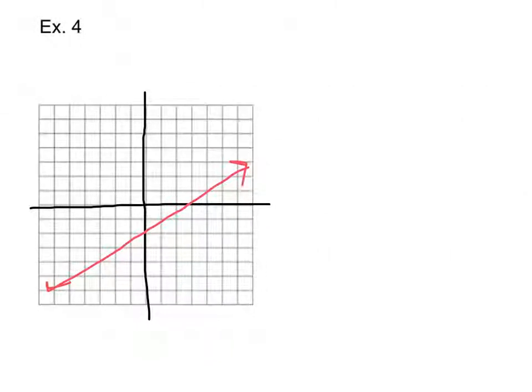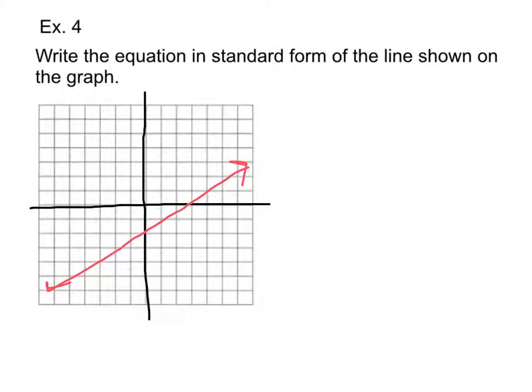Okay, here's another one where we're going to write the equation, this time in standard form, of the line shown on the graph. So again, we're looking for the slope and the y-intercept. The y-intercept is right here where the line crosses the y-axis, and that's at -2. So the y-intercept, the b, is -2.